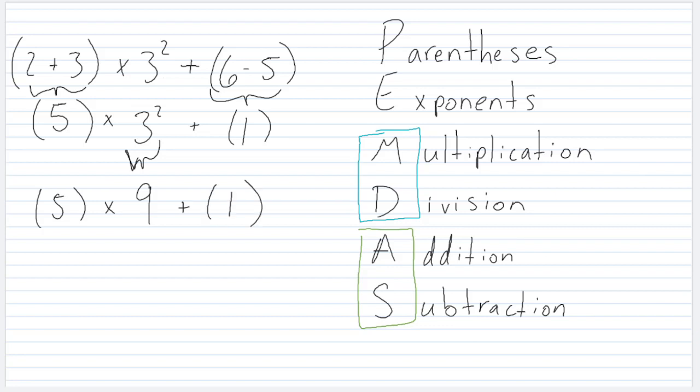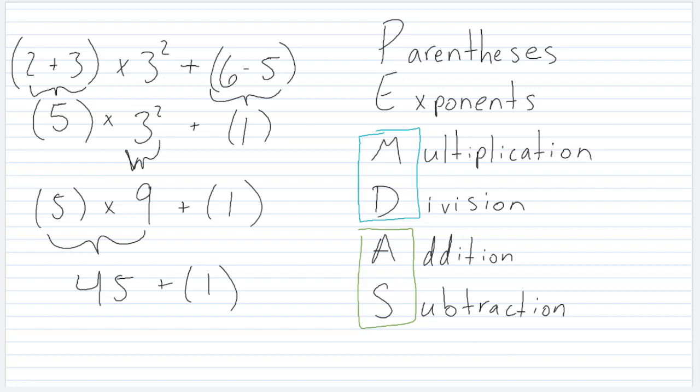All right, let's go through our list. Are there any parentheses? Nope. Are there any exponents? No. Is there any multiplication or division? Yes. Let's do it left to right. Going from left to right, we come into multiplication, and that gives us 5 times 9. And we really don't have to worry about the parentheses there. That's just kind of holding the 5 in place. So we can just say 5 times 9. Let's bring that down. Gives us 45 plus 1.